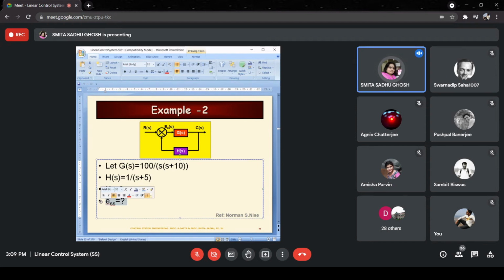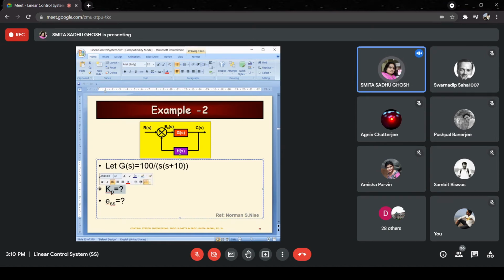You may ask me, ma'am, you have not specified the input. Yes, of course, I have not explicitly specified the input, but the information is hidden in the question itself. Can you tell me which input is being implied over here? Step. Very good. Because you have been asked to find the position error constant, naturally it implies that a step has been applied. So can you find Kp and hence the steady state error? We'll go to that in the next step.